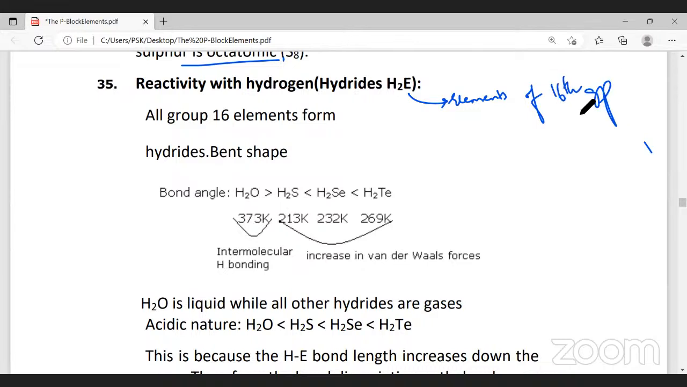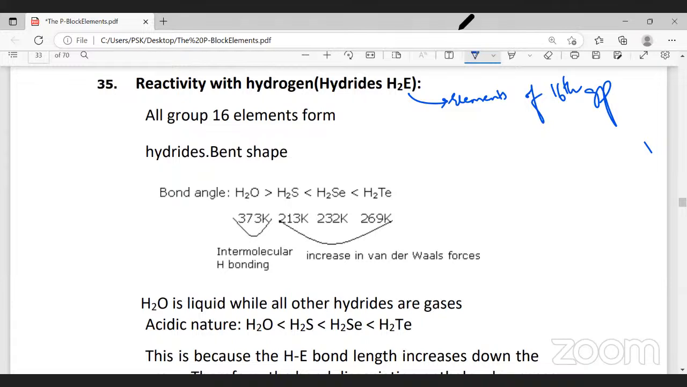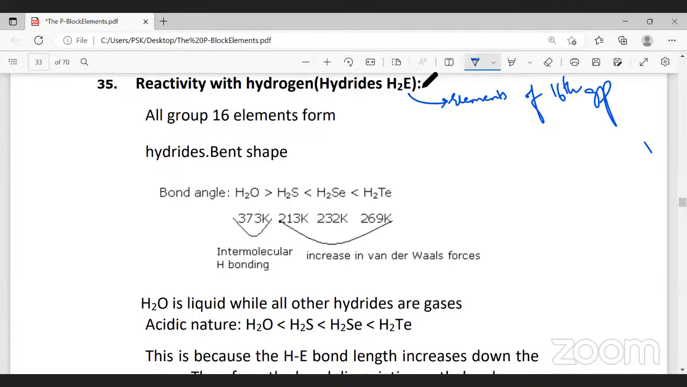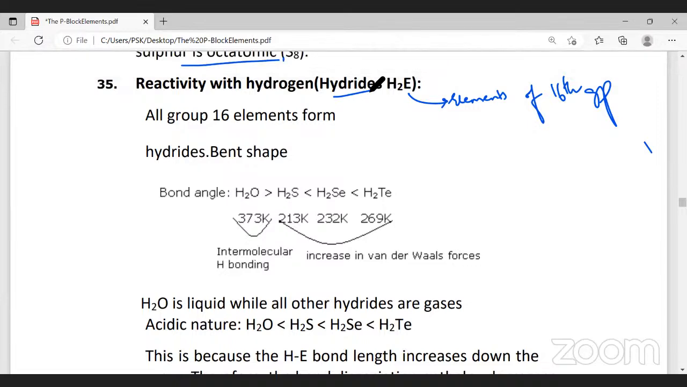When we say elements of 16th group, if it is O, H2O. If it is S, H2S. If it is Se, H2Se. Like that. Now, all these are called hydrides, hydrides of 16th group elements. Water is also an example of hydrides of 16th group elements.